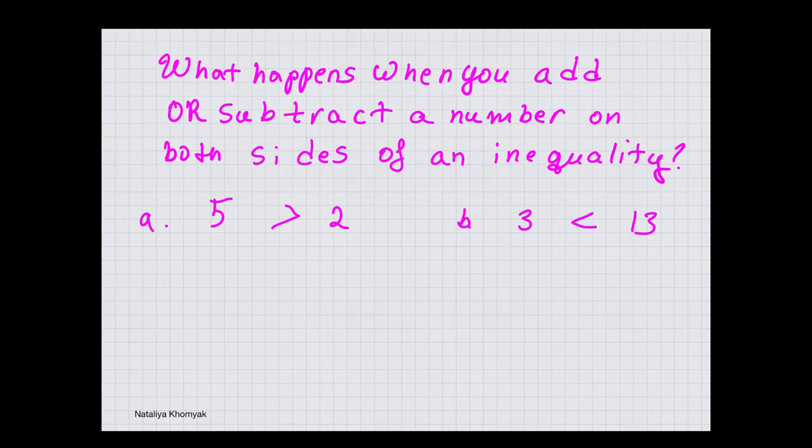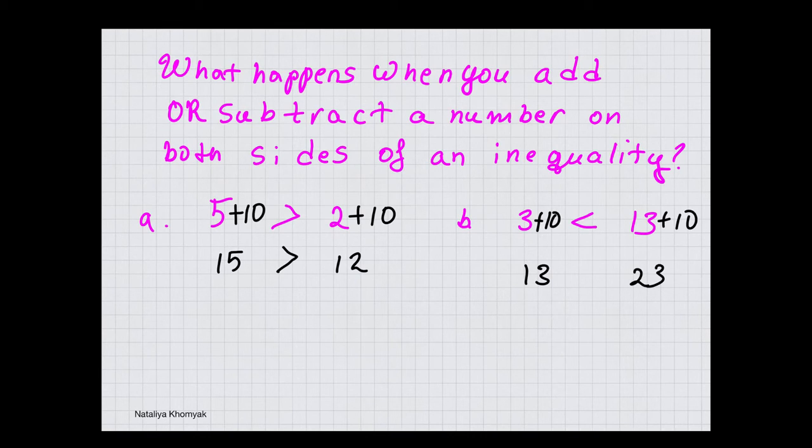So what happens when you add or subtract a number to both sides of the inequality? You need to know this for when you have to solve inequalities. So let's add, let's say, 10 to both sides. So A will have 15, 12. Inequality is preserved. Let's say if you have less than, let's add 10 to both sides in B. And we have 13, 23, and the inequality is still preserved.